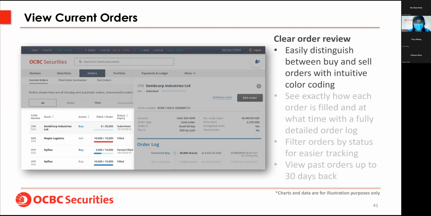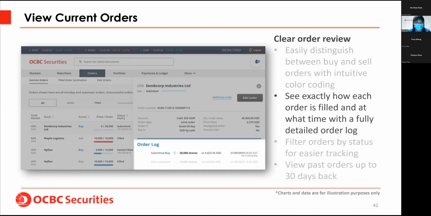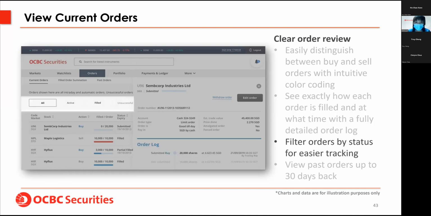There is also color coding to distinguish between your buy and sell order. So for instance, blue color is for your buy order, whereas red color is for your sell order. There is also a detailed order log so that you can really follow the progress of your order. In terms of your current orders, you can actually have several views. You can choose to view your active, failed orders, unsuccessful, or all orders in this screen.